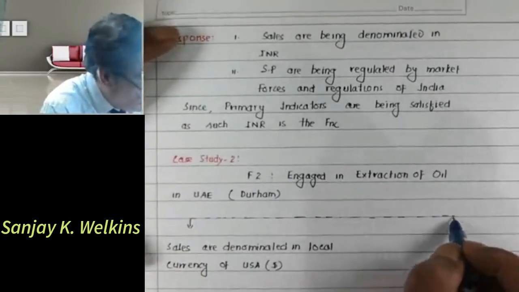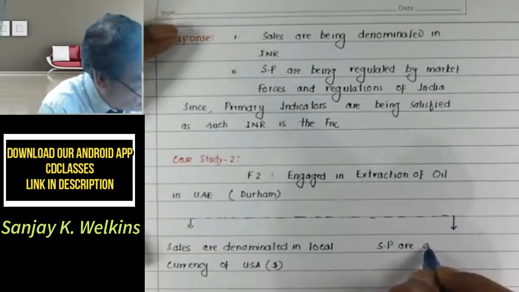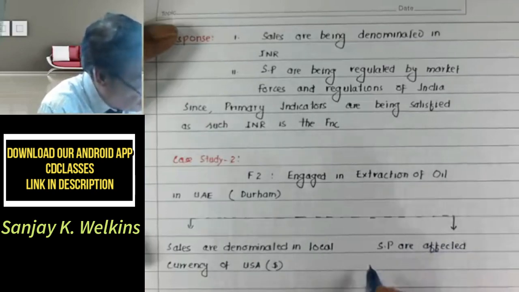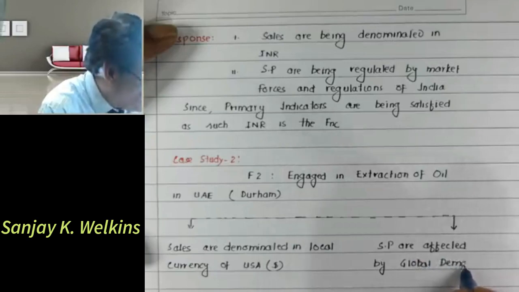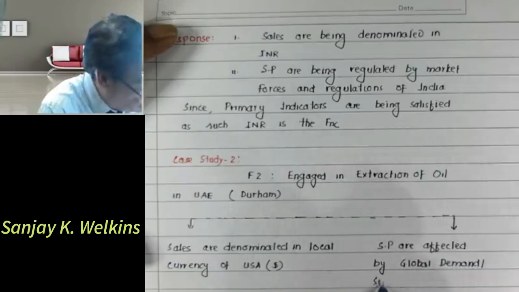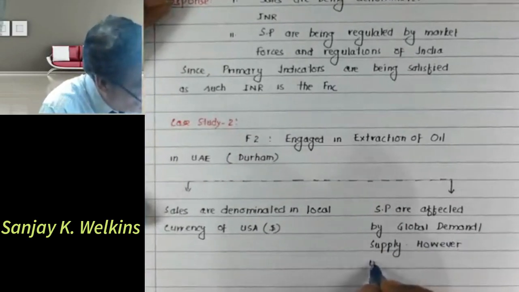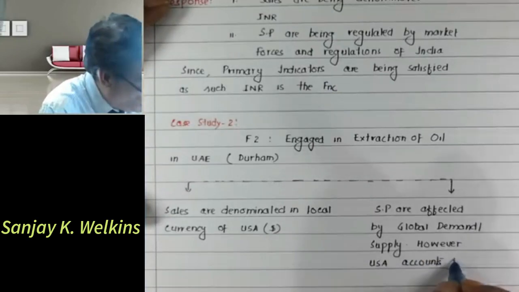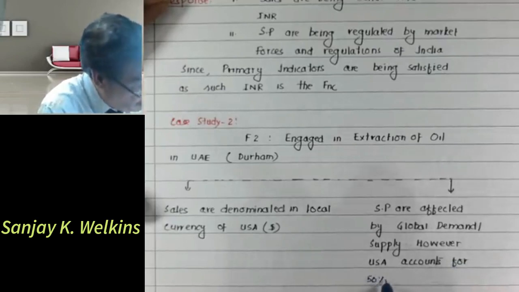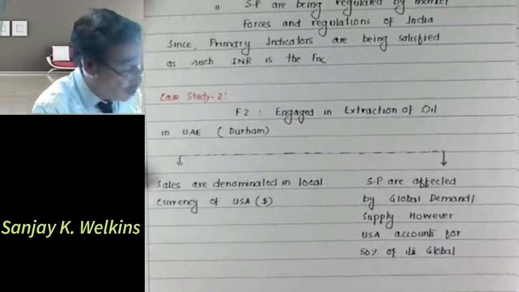Then let us say selling prices, SP, are affected by global demand and supply forces. However, USA, United States of America, accounts for 50% of its global demand. That means majority of the exports are to USA.